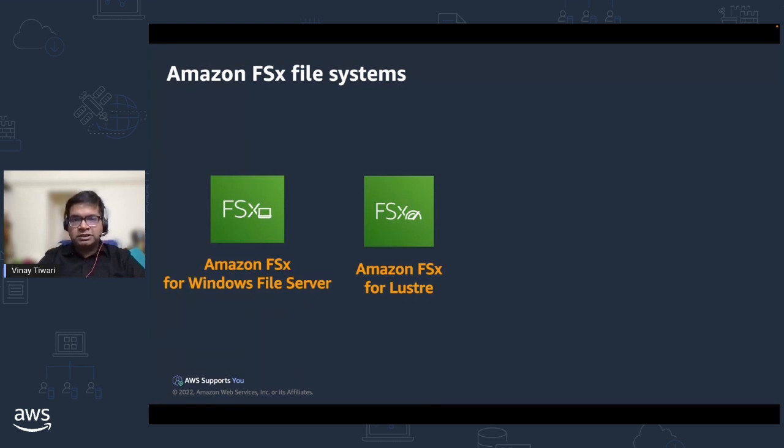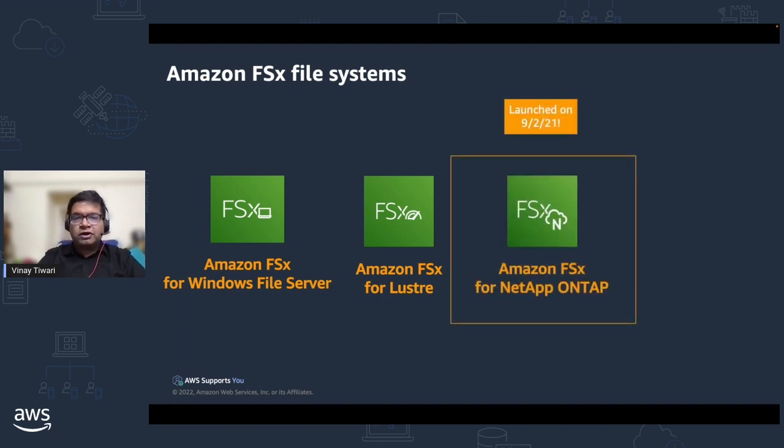Okay, so earlier we have got two file systems: FSx for Windows File Server, which is a native Windows file system, and Amazon FSx for Lustre, which is designed for highly performant and really compute intensive workloads. FSx for NetApp ONTAP is the third FSx file system that we offer, and we launched it last year in September. Later at re:Invent, we also launched Amazon FSx for OpenZFS.